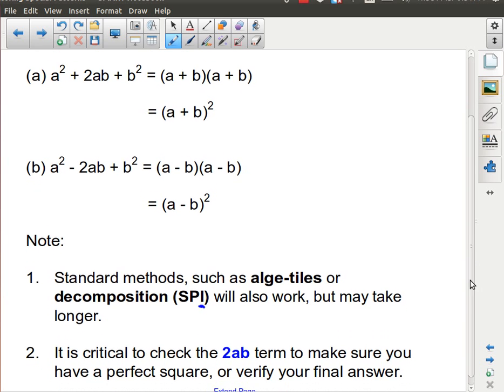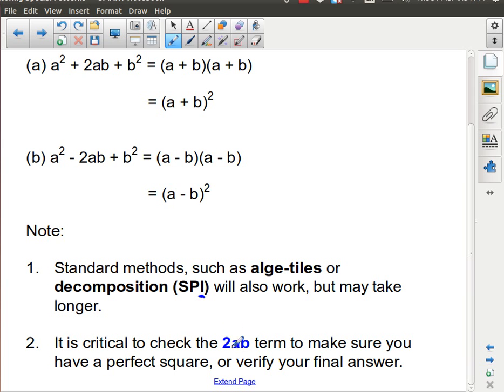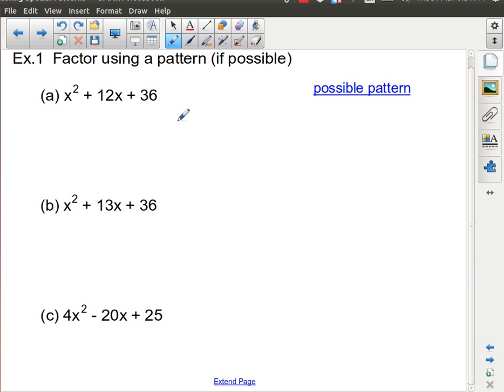But a word of warning that goes along with that: you can have a perfect square at the beginning and a perfect square at the end, but unless you also have either plus 2ab or minus 2ab, unless that middle term works, it's still not a perfect square trinomial. It has to have all three of those components. So let's take a look at a few examples where we're going to predict our possible pattern here, then we'll check it, and then only then will we answer it.